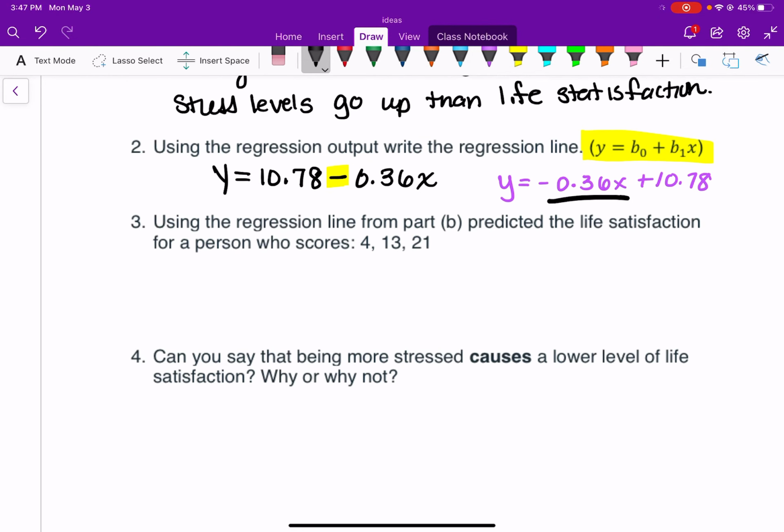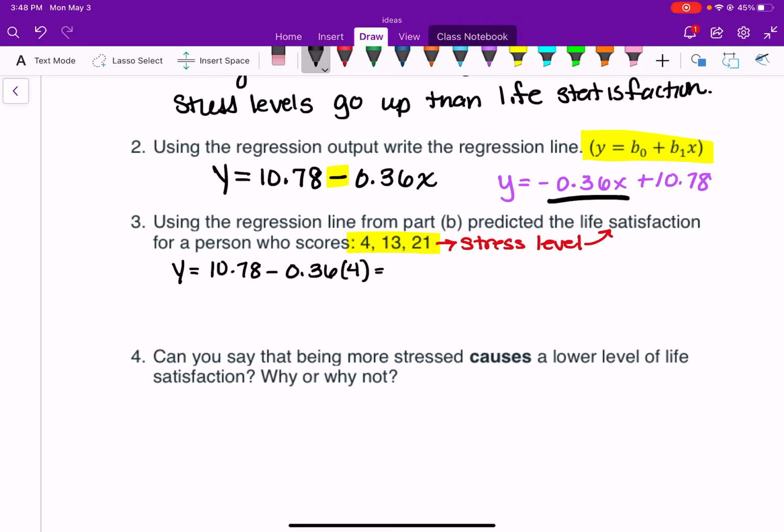So now we're going to come in here and we're going to figure out what a person's life satisfaction score should be if they score one of these two on their stress levels. So this is their stress level score, and we're going to try to figure out what their life satisfaction score is. So basically, again, what we're going to do is plug those into our equation for x. So for the 4, we're going to do y equals 10.78 minus 0.36 times 4. So then we're just going to do our math really quick on this.